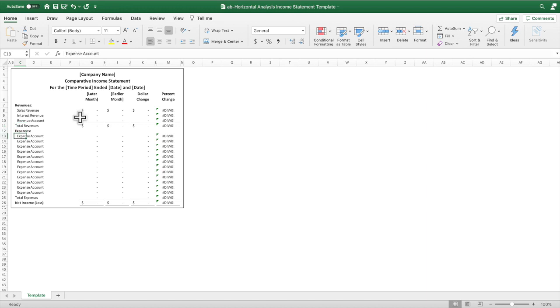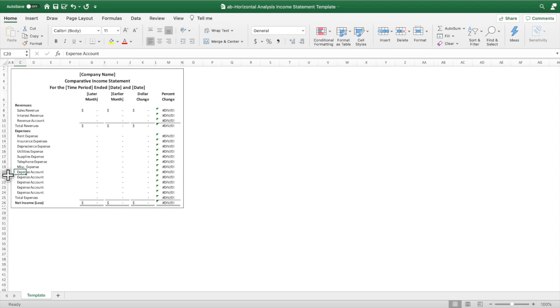Now our expenses include rent expense, insurance expense, depreciation expense, utilities expense, supplies expense, telephone expense, miscellaneous expense, and then you have your total expenses at the bottom here.